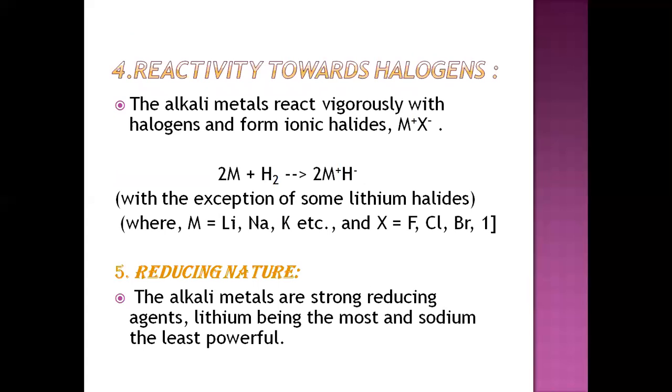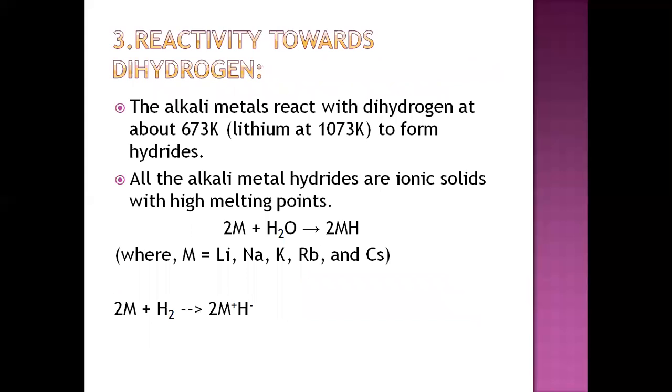Okay. Next is reactivity towards the halogens. The alkali metals react vigorously with the halogens to form the ionic halides, that is M positive and X negative. X is the non-metal or halogen family compound, and M is the metal. So whenever this metal reacts with X.